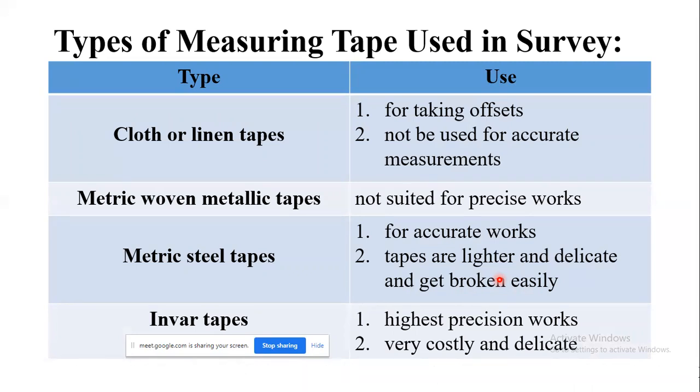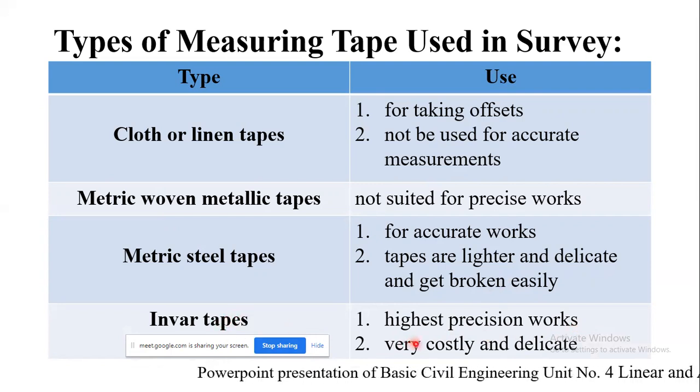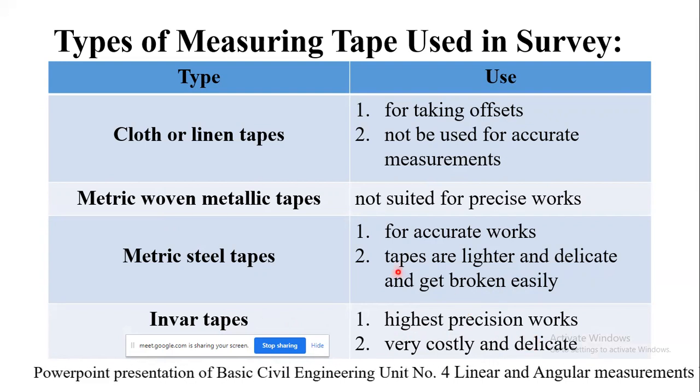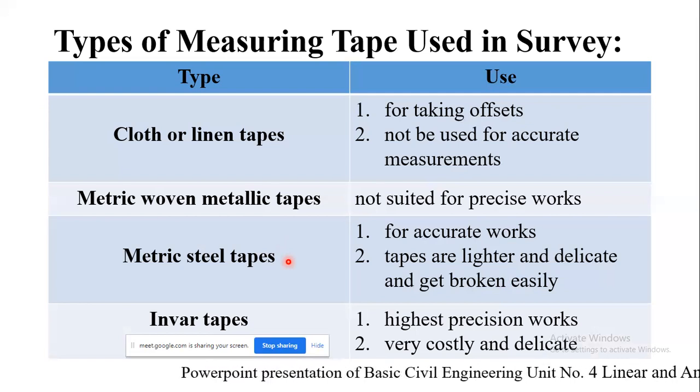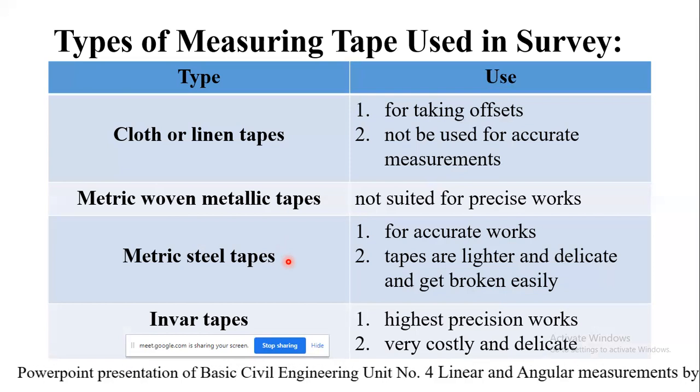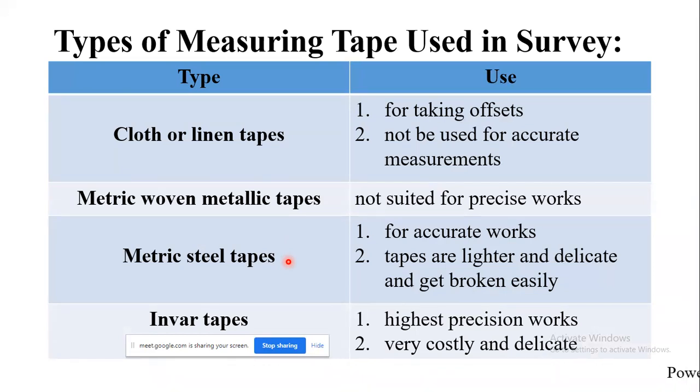Next one is the invar tapes. For the highest precision works, you make use of invar tapes, and they are very costly and delicate. So mainly we make use of metric tapes. Generally we go for these metric steel tapes. Why is it so? Because they are readily available in the market and cost less.